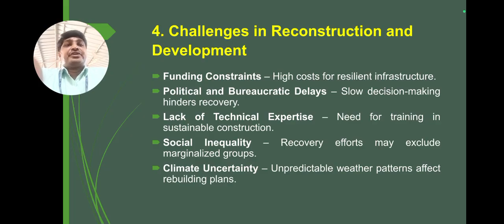A lack of technical expertise, a need for training in sustainable construction, and social inequality will also be a challenge. Recovery efforts may exclude marginalized groups. And lastly, climate uncertainty, unpredictable weather patterns that affect the rebuilding plans.